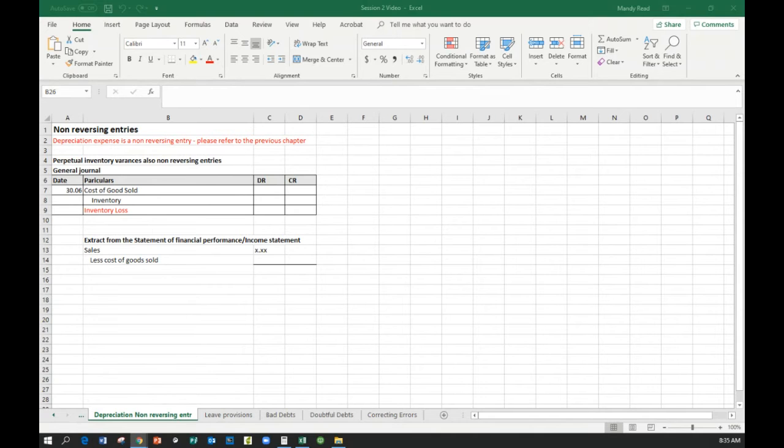You also need to do the extract of the income statement, assuming the balance of the cost of goods sold prior to the stock take is $300,000. First step, I'm going to do my workings down here. My computer tells me that my stock is $91,520, but my physical stock count is only $89,000. So can you see I've got a $2,520 difference?